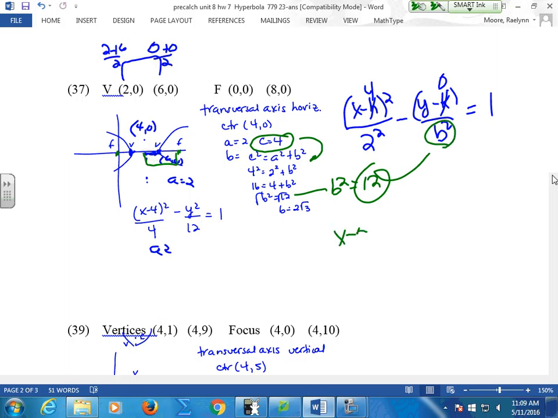So we're getting x minus 4 squared over 4 minus, there's no y and no k there, so it's just y squared over 12 equals 1. You can find me B, but I don't need B. I just need B squared. Can we do this? Those are the easy ones.